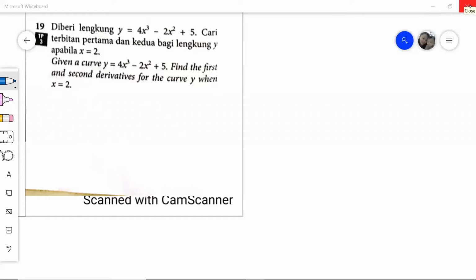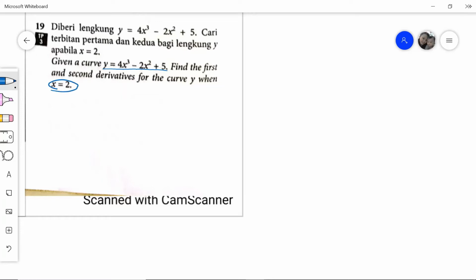Hi everyone, this is question number 19 in chapter 2. So we are given a curve y equals 4x cubed minus 2x squared plus 5. We have to find the first and second derivative for the curve when x equals 2. So this one we have to substitute to give us the specific value.